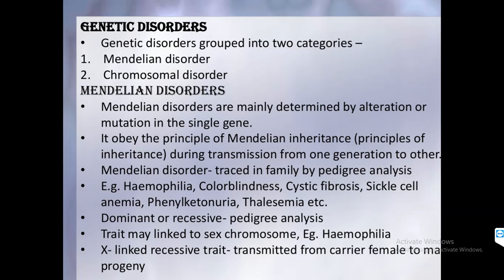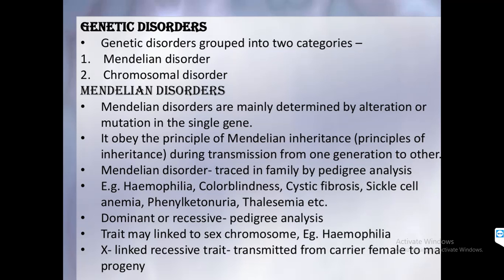What are the examples of Mendelian disorders? Hemophilia, color blindness, cystic fibrosis, sickle cell anemia, phenylketonuria as well as thalassemia. All these are examples of Mendelian disorders. There is alteration of one gene, and that is responsible for all these disorders. Now dominant or recessive pedigree analysis can be performed using these various disorders, and then we can also find out the possibilities whether the coming offspring will be diseased or not.